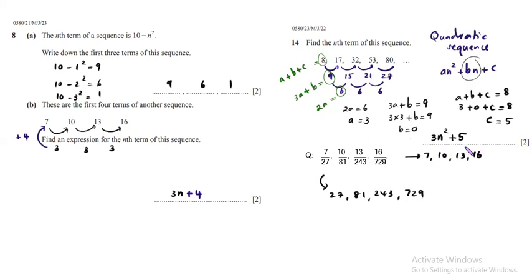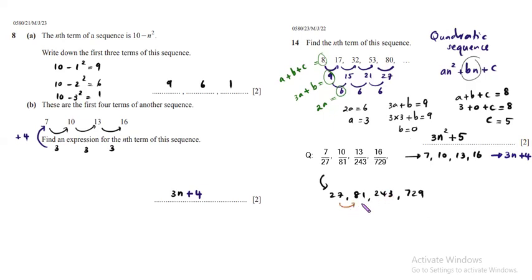Now, the numerators that we have here are similar to this sequence, which we already found the nth term for. So here, the nth term of the numerator will be 3n plus 4. When we consider the denominators here, we have 27, 81, 243, and 729. This is not a quadratic sequence, because if we try to find the first difference or the second difference, it will not be the same.